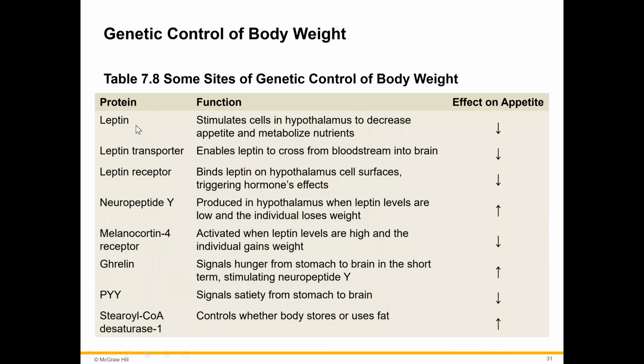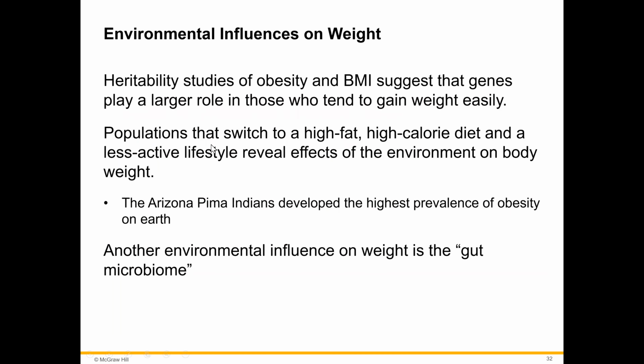So you can see over here, of course, why with genes, all of a sudden we're talking about proteins, because genes determine proteins. Here are the proteins that will decrease your appetite, and there are some proteins that increase your appetite, and those are your heredity, right? Heredity studies of obesity and BMI suggest that genes play a large role in those who tend to gain weight easily. Populations that switch to a high-fat, high-calorie diet and a less active lifestyle reveal effects of the environment on body weight as well, right?